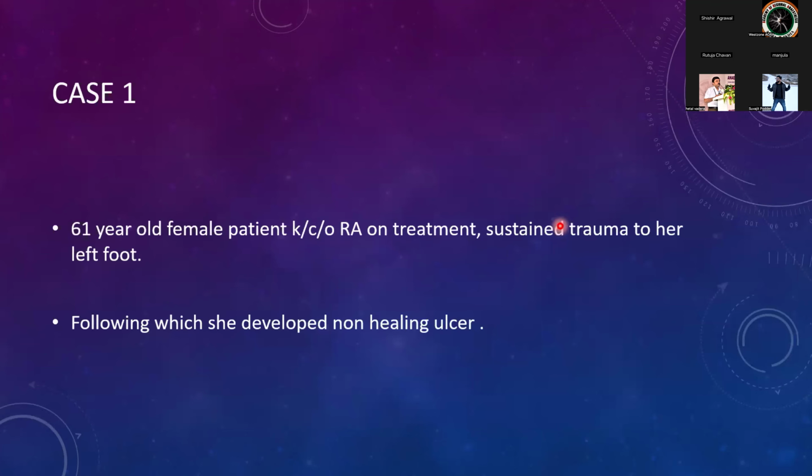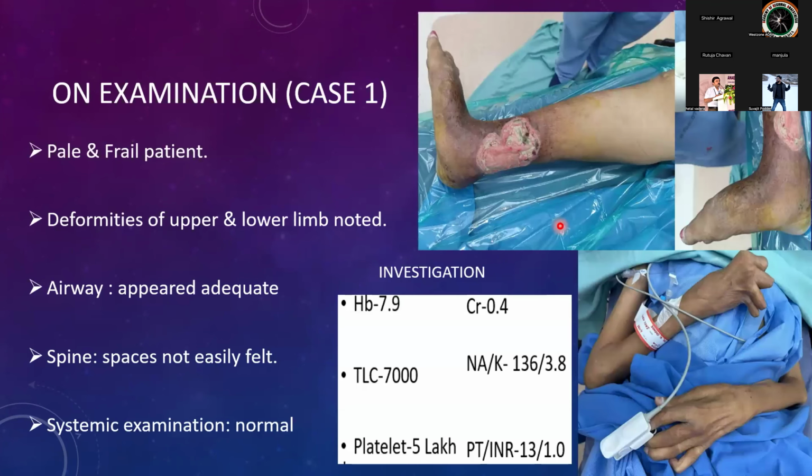Coming to the case discussion. Our case one is a 61-year-old female, known case of rheumatoid arthritis, who had sustained minor trauma to her left foot, which led to a non-healing ulcer. She was posted for debridement and later for skin grafting. On examination, she was a very frail patient, and rheumatoid arthritis associated deformities were very much apparent in her upper limb and lower limb. Airway appeared adequate. Spine spaces were not easily felt.